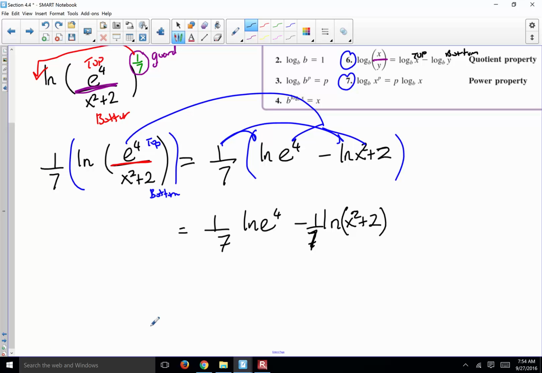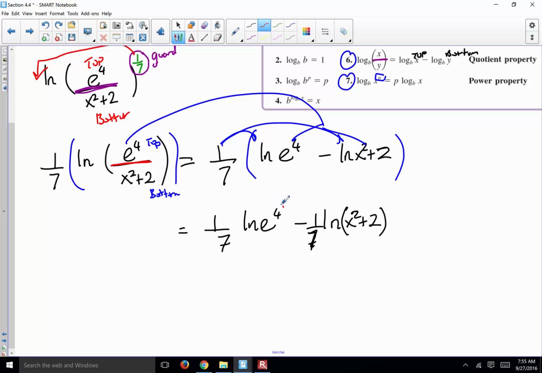Okay? Are we done? I feel like we're done. Can you do something with the 4? Yes, we must do something with this 4, because it's a power. Just like this, you have a power around a base. So I can take that power out.